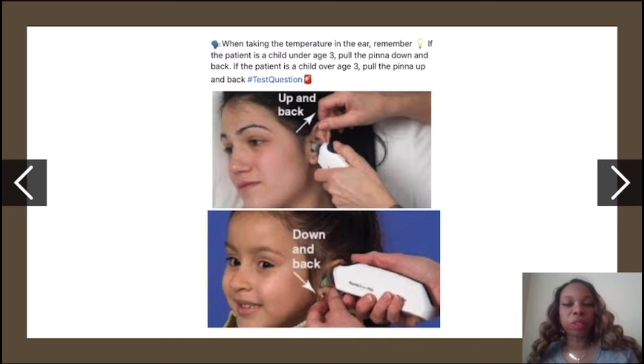When taking the temperature in the ear, remember, if the patient is a child under the age of 3, you want to pull the pinna down and back, and if the patient is a child over age 3, pull the pinna up and back. This is a test question.